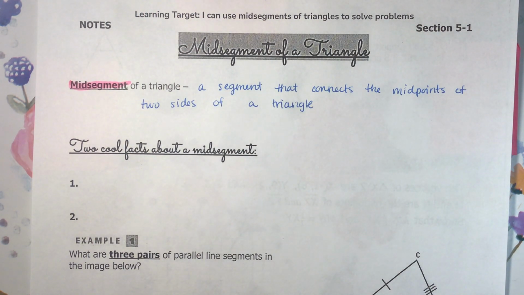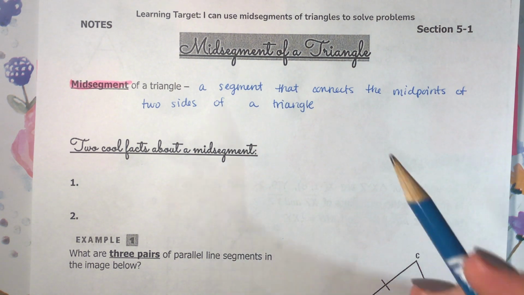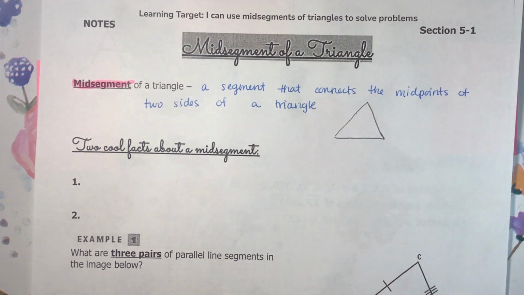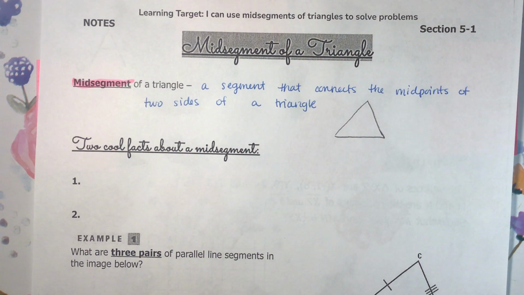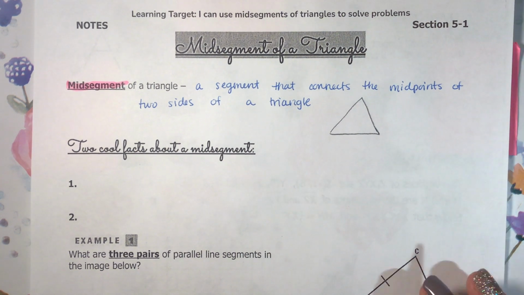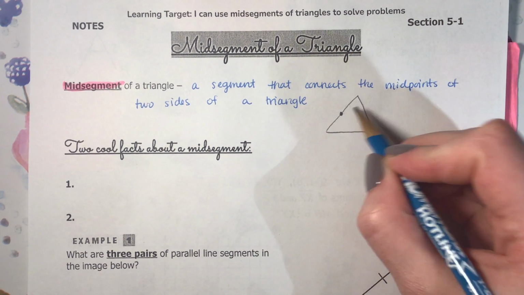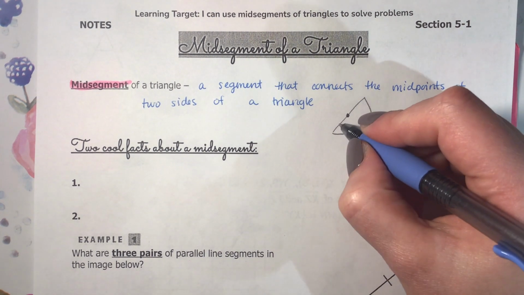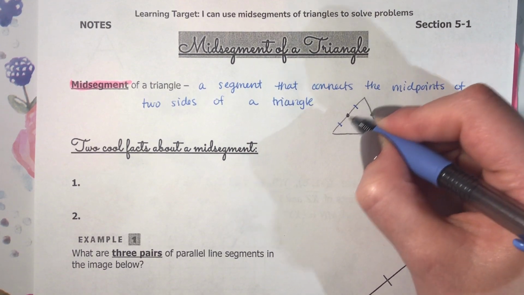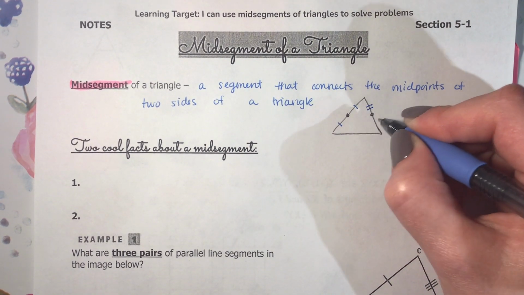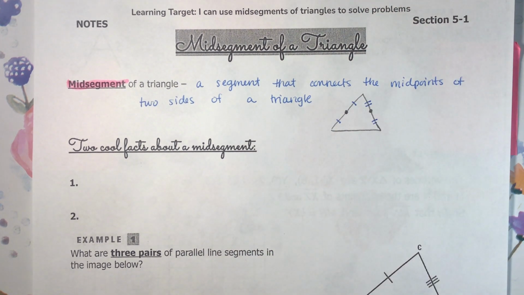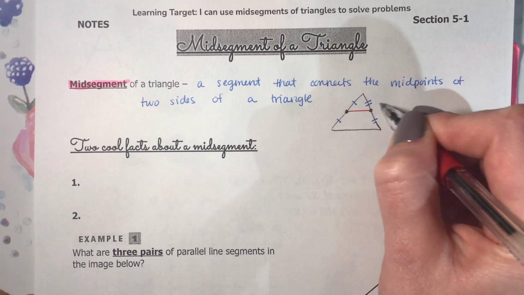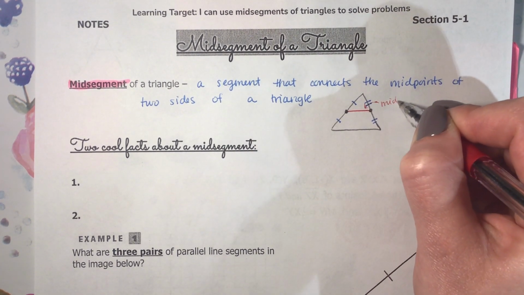Now, I want to draw just a little image of that real fast just so you can see what I mean. So let's say that we have this triangle right here, and a midpoint is the very center of a line. So I would say this would be a midpoint and this would be a midpoint. So notice how this half and this half of this left segment is congruent, and this half and this half of this right segment are congruent. Now, if I were to connect those across right here, that red line right there is the midsegment.